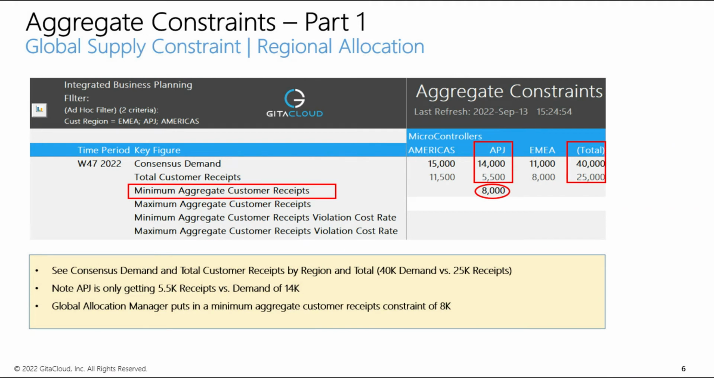See consensus demand and total customer receipts by region. You can also see we have 40,000 total demand versus 25,000 total receipts. Note APJ region is only getting 5,500 receipts versus demand of 14,000 units. Global Allocation Manager puts in a minimum aggregate customer receipts constraint of 8,000 units. We are flexible on which customer or product demands within APJ are serviced, but the total microcontroller supply for APJ should be at least 8,000 units. Let's see how Optimizer adjusts to take this aggregate constraint into account.